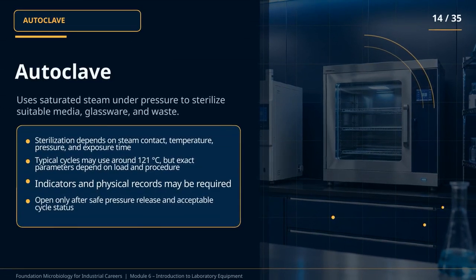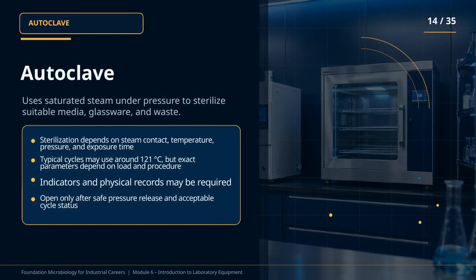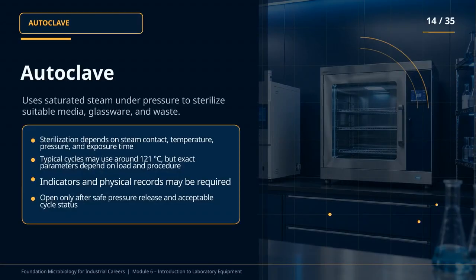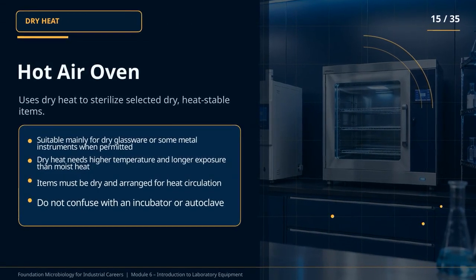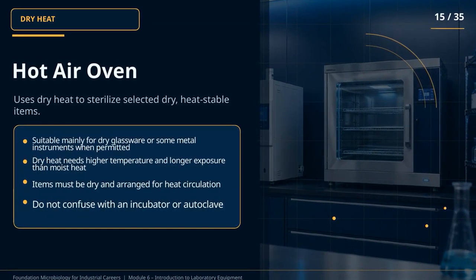An autoclave uses saturated steam under pressure to sterilize suitable media, glassware, and waste. Effective sterilization depends on steam contact, temperature, pressure, exposure time, and safe release of pressure after the cycle. A hot air oven uses dry heat to sterilize selected dry, heat-stable items. It usually requires higher temperatures and longer exposure than moist heat, so it should never be confused with an incubator or autoclave.